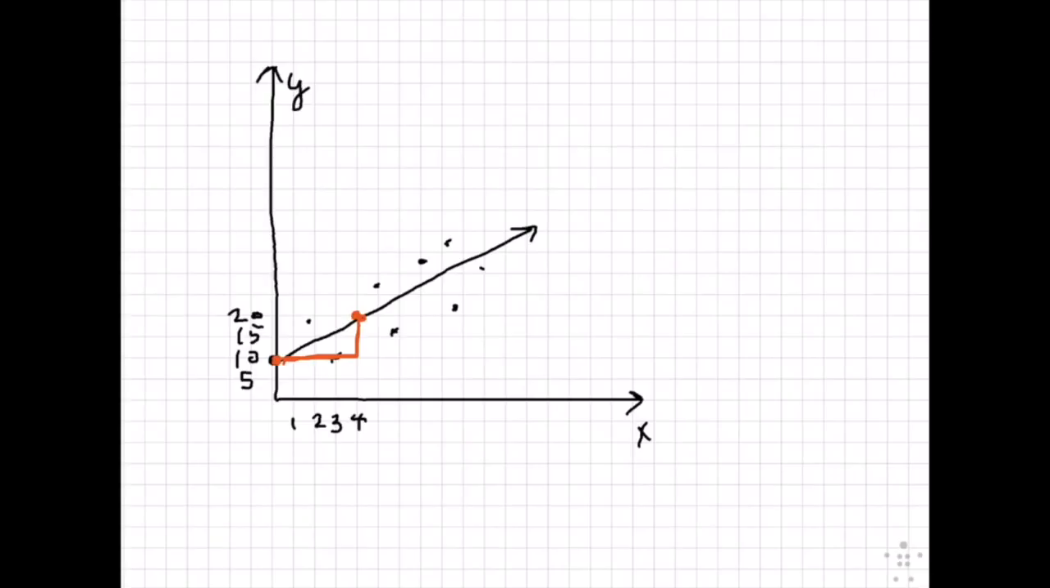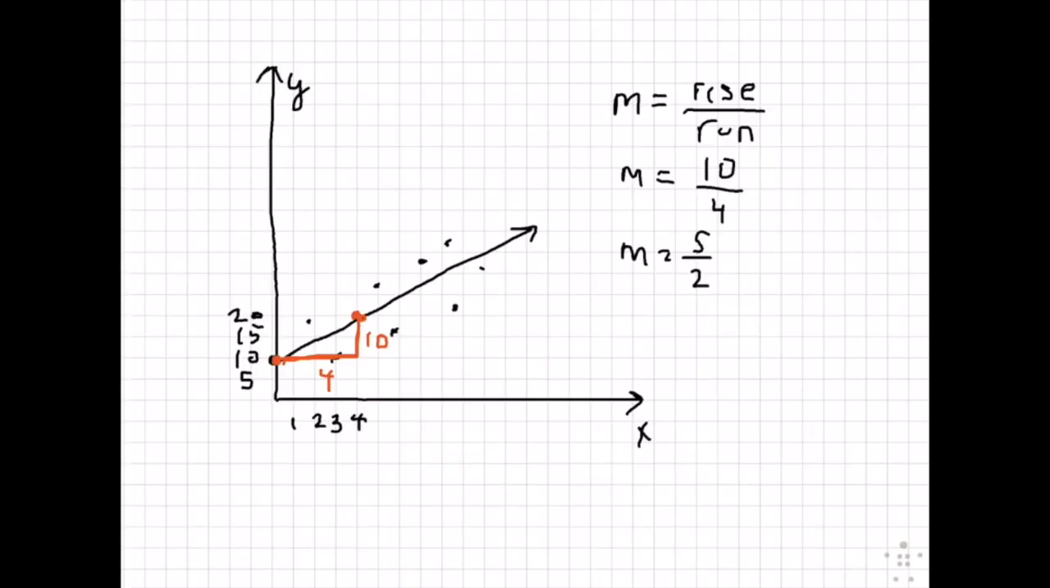So when I go to the right, I go 1, 2, 3, 4. This is a change of 4. However, up and down, when I go up 1, 2 grids, that's really up 5, 10. This is 10. So the slope is the rise over run. The rise is 10, and the run, in the x direction, is 4. So the slope is 5/2.